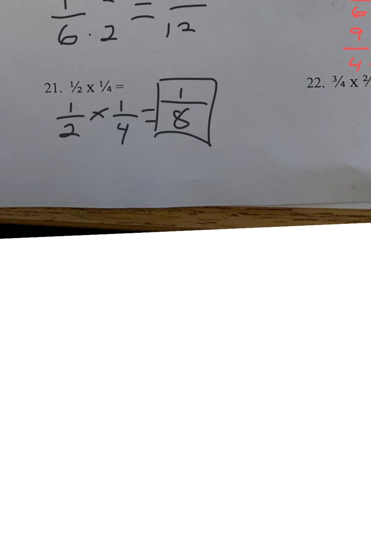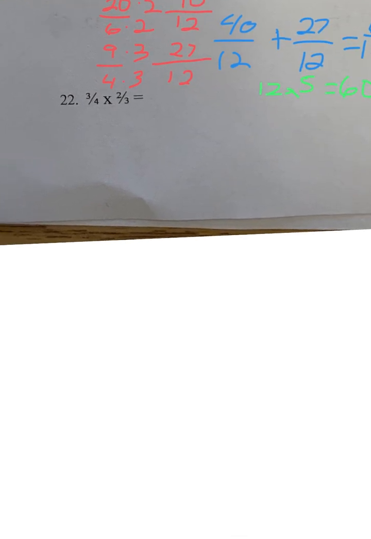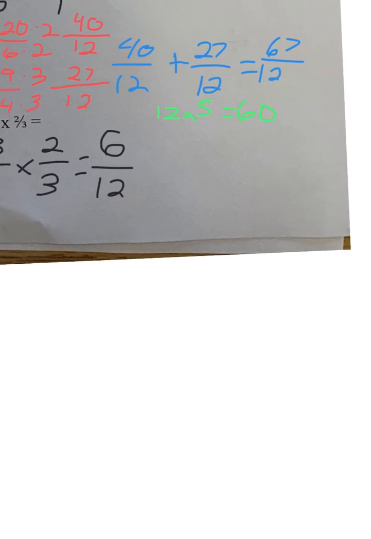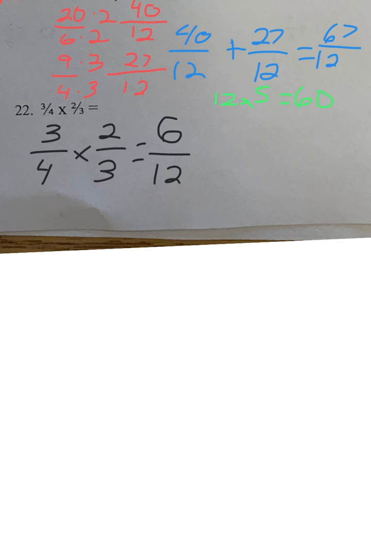Moving on to 22. This one is 3/4 times 2/3. I'm just going to rewrite it. 3/4 times 2/3. If I multiply across the top and across the bottom, I'm going to get 6 on top and 12 on bottom. Now, this is the answer, but it's not the best answer I could give. I could simplify this into 6 divided by 6 equals 1. 12 divided by 6 equals 2. So my answer is going to be 1/2.